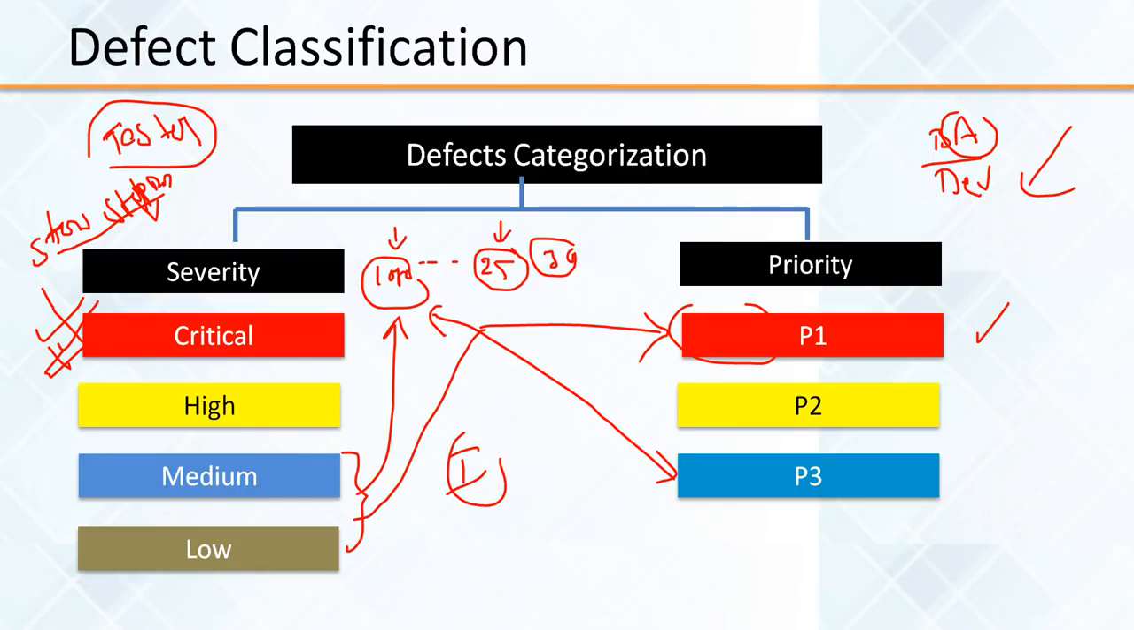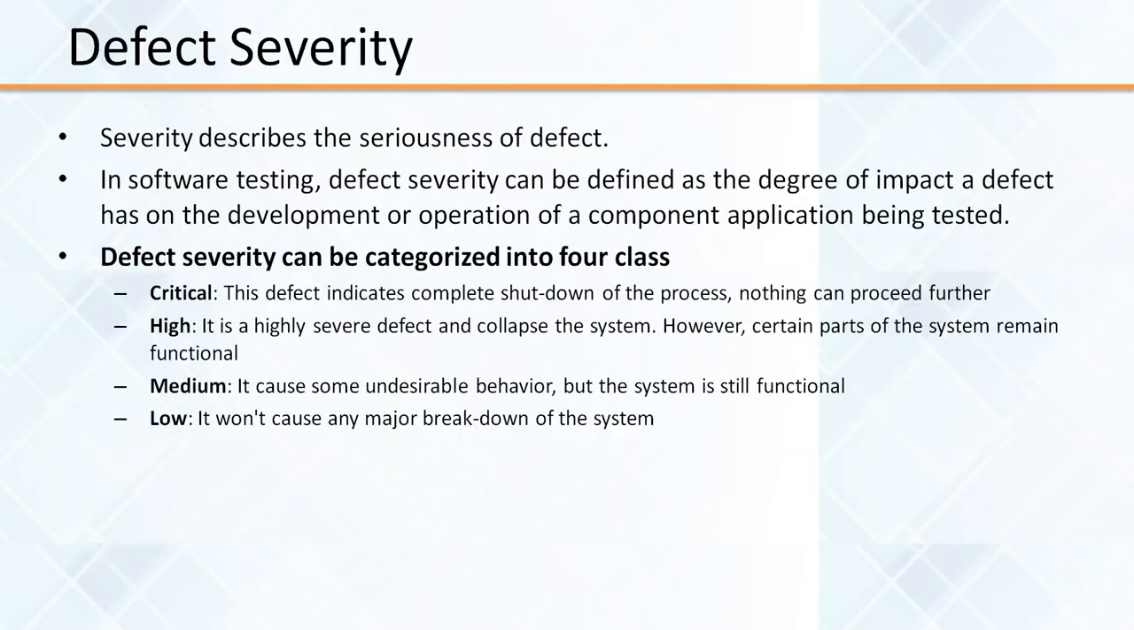So we will discuss more cases. Defect severity has been explained here. Defect severity is critical, high, medium and low. Critical defects indicate complete shutdown of the process. That means you are not able to proceed further. So in that case we have to give critical.